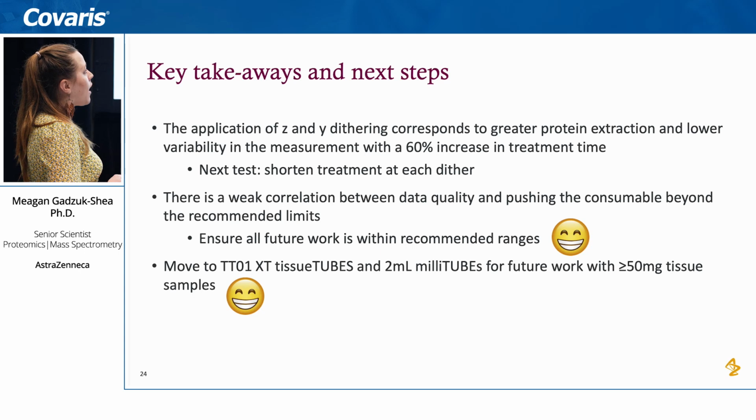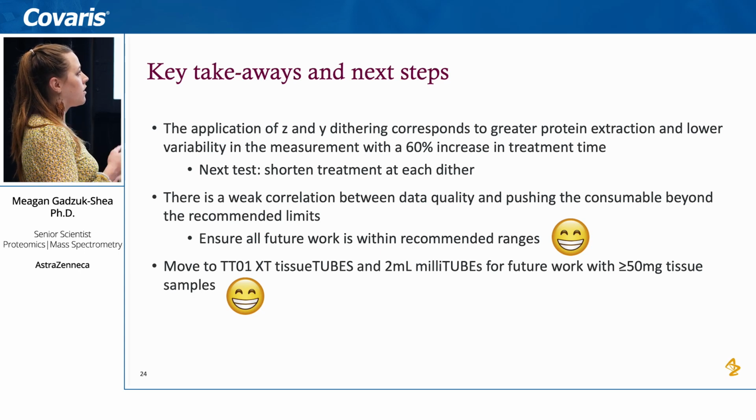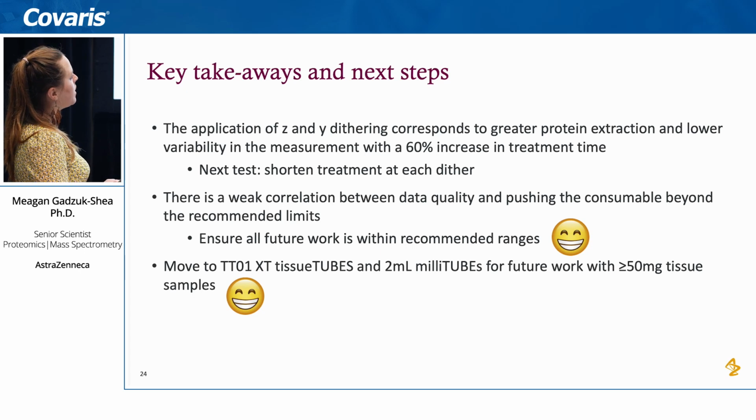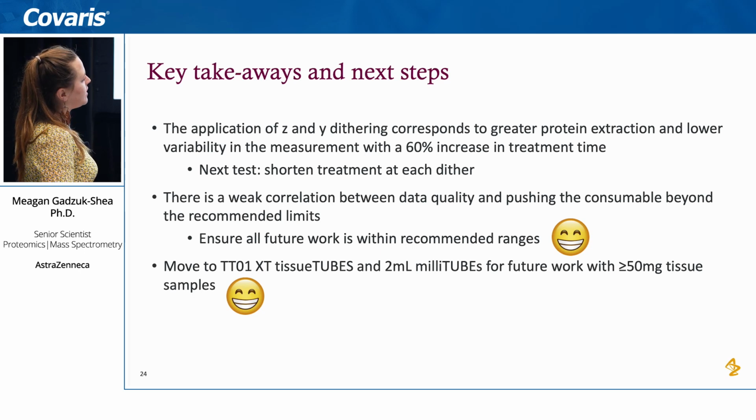So moving forward, our key takeaways and next steps. The Z and Y dithering, while it is improving our extraction and reproducibility, our current method did correspond to a 60% increase in treatment time. And it's probably not necessary to do 4 minutes of treatment at each of those ditherings. So we're going to try shortening that treatment time to further improve our throughput. And then, as I said, with testing the limits of our consumables, we're probably going to move to the TT01 tissue tubes and the 2 milliliter millitubes for the AFA, so that way we're within the bounds of the consumable range and application.